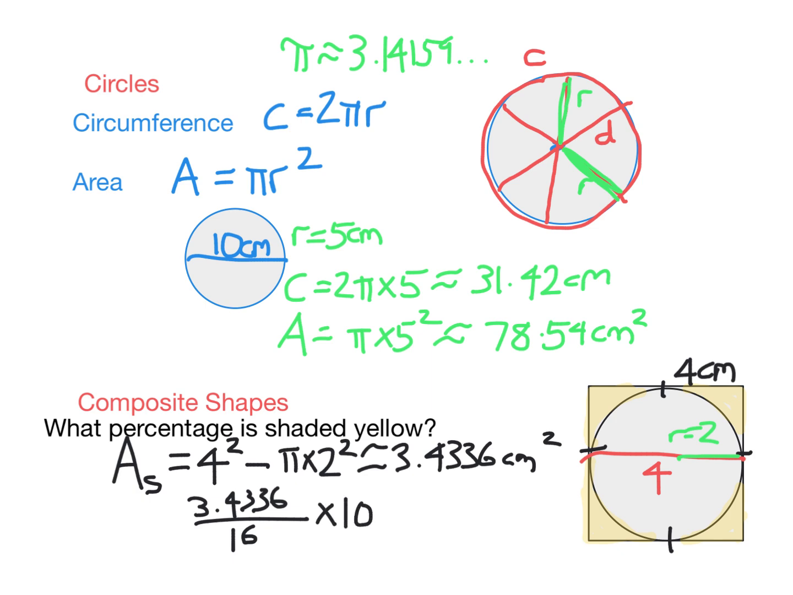Remember, if we're finding a percent, it is always first quantity divided by second quantity times 100 and then add a percent sign. So putting that on our calculator, we get about 21.46% of the square is shaded yellow. So it turns out, interestingly, that we would have got the same answer regardless of what the side length is.